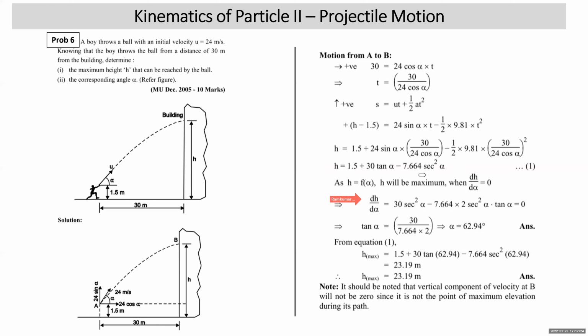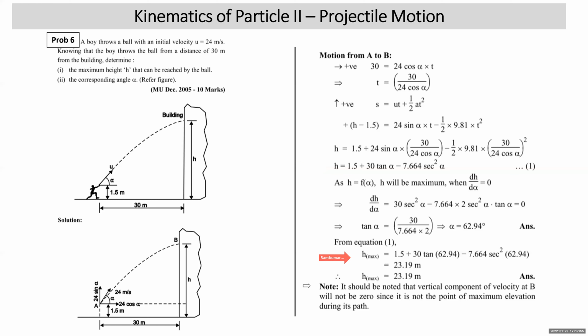times 2 sec alpha into sec alpha tan alpha. Substitute these values. Then sec square alpha gets cancelled. You get tan alpha is equal to 30 upon 7.664 into 2. Once you get alpha, you can substitute in equation number 1, and you will get the value of maximum elevation. Maximum elevation is 23.19 meter, which is above the ground. He is asking above the ground only, so we have found it above the ground.